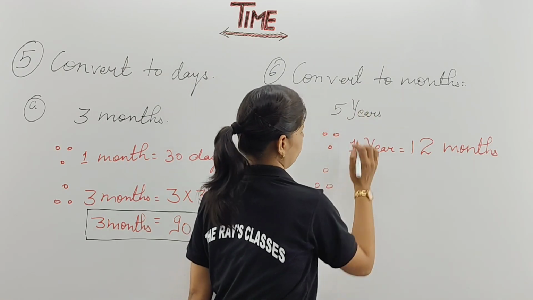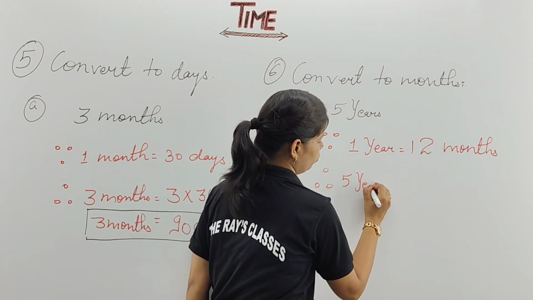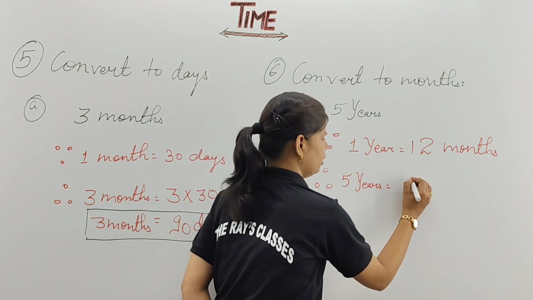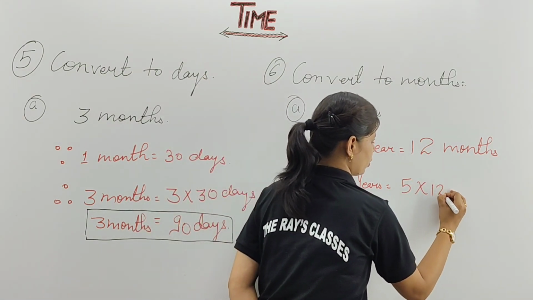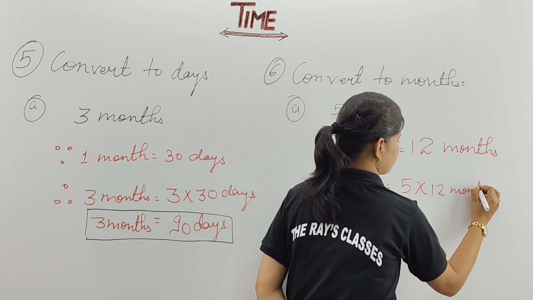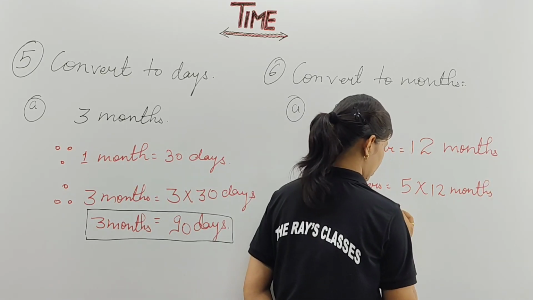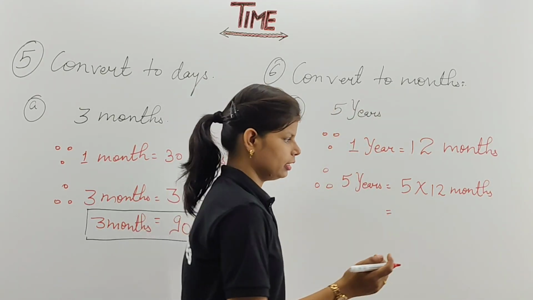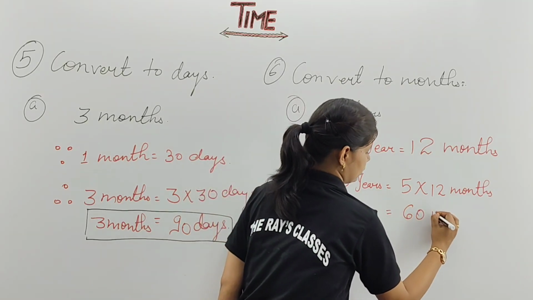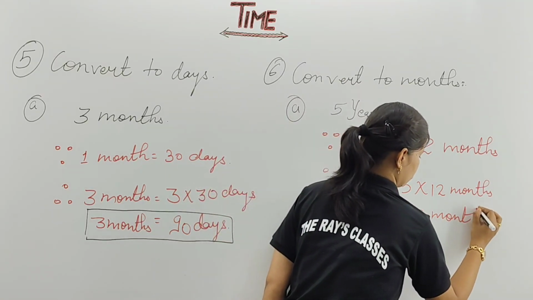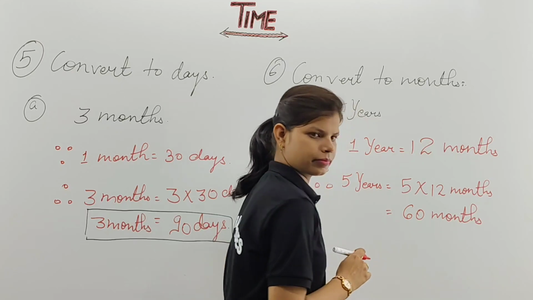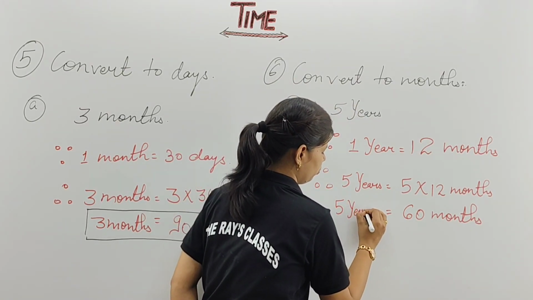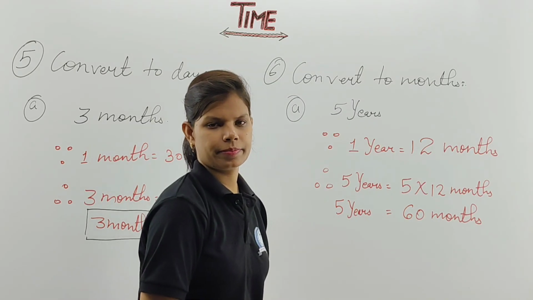Therefore, 5 years equal to what? 5 multiplied by 12 months. And your answer is what? 5 12s or 12 5s? 60. 60 what? Months. Clear? That means 5 years will be equal to your 60 months.